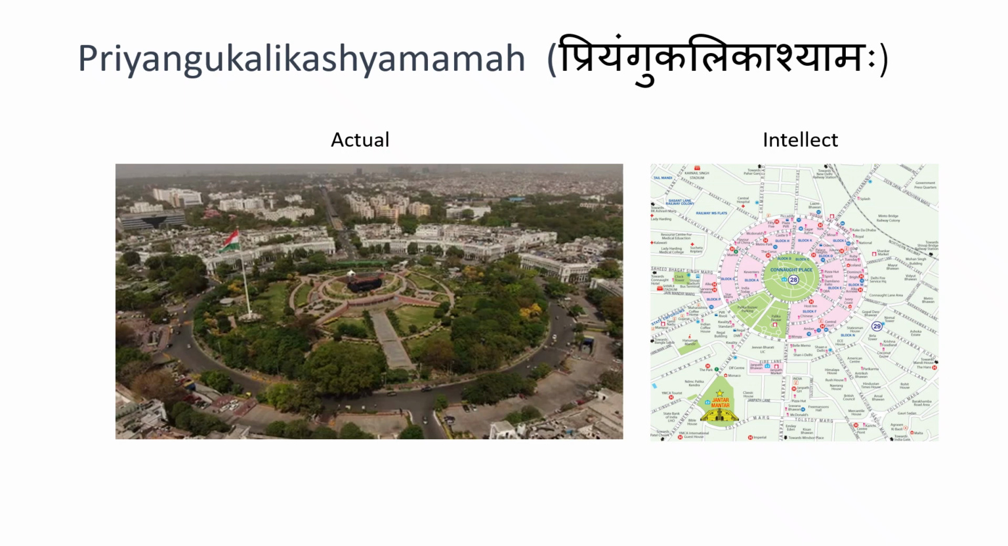Now let us look at this example. This is a small area in Delhi, India called CP, Connaught Place. On the left, we see the actual appearance of the area, the colors of the trees and the buildings. On the right hand side, there is a map of this area. Please note that they might not have perfect overlap, but please assume so. The map on the right hand side is the representation or projection of the actual area. In other words, intellect represents or projects the actual world.